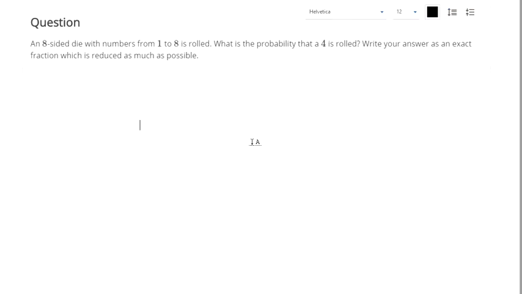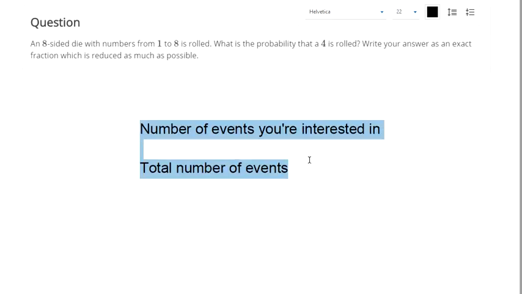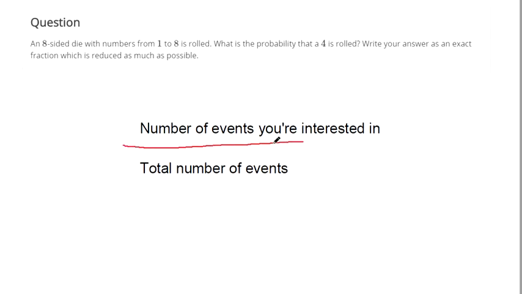A probability is found by taking the number of events you're interested in and dividing by the total number of events. I'll help more with what that looks like with this problem. For this problem, what's the probability that a 4 is rolled? An event that we're interested in is rolling a 4. So if you get an 8-sided die, there's only one way to roll that 4.